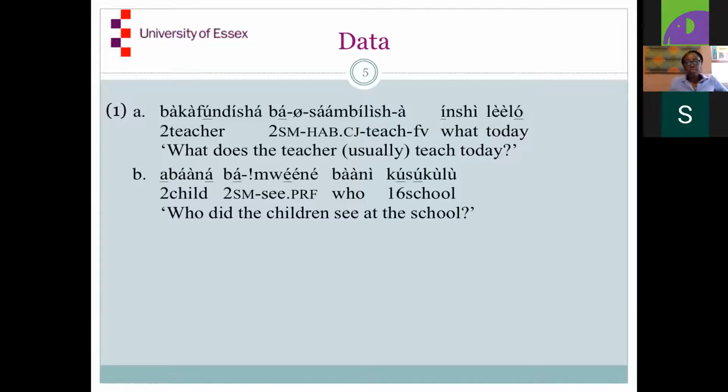on the pitch tracks themselves. I've decided not to go into the details of what each of these words are; maybe it's not so important. I'm really interested in looking at what the intonation is doing, and I'm happy to come back and talk about the structure of a particular sentence. The second one is also an example of an object question: the children saw, with the subject marker on the verb, and then who at the school.